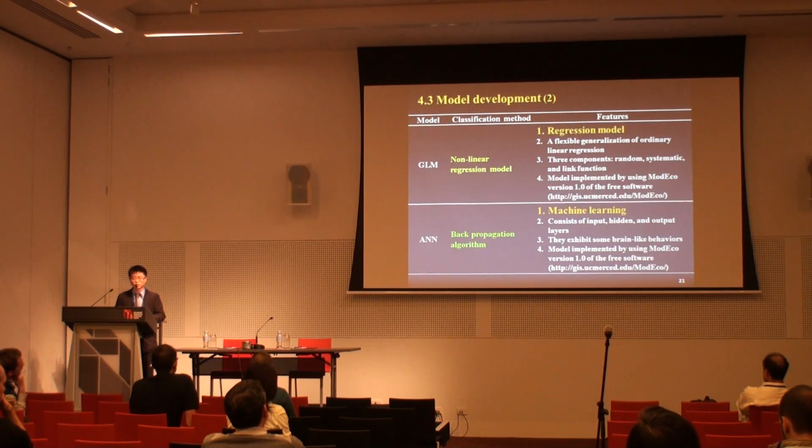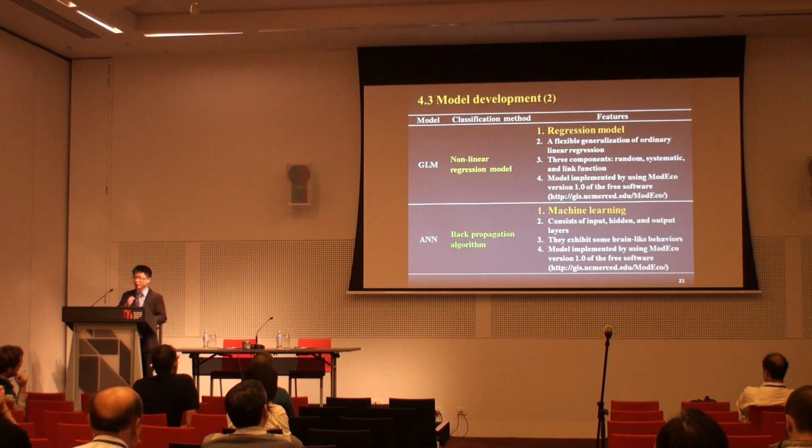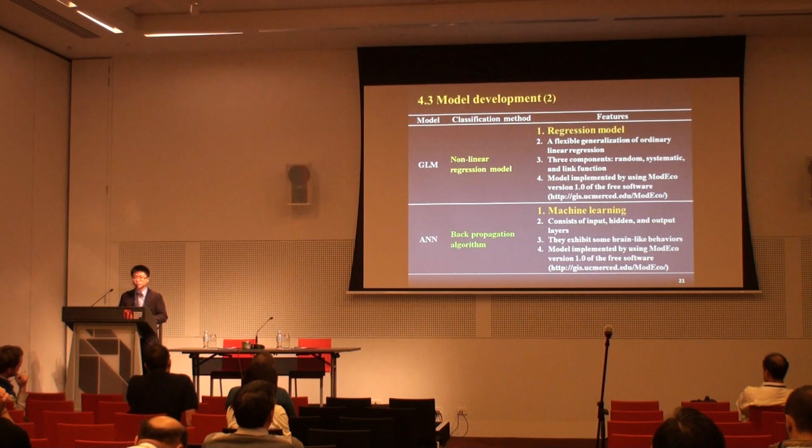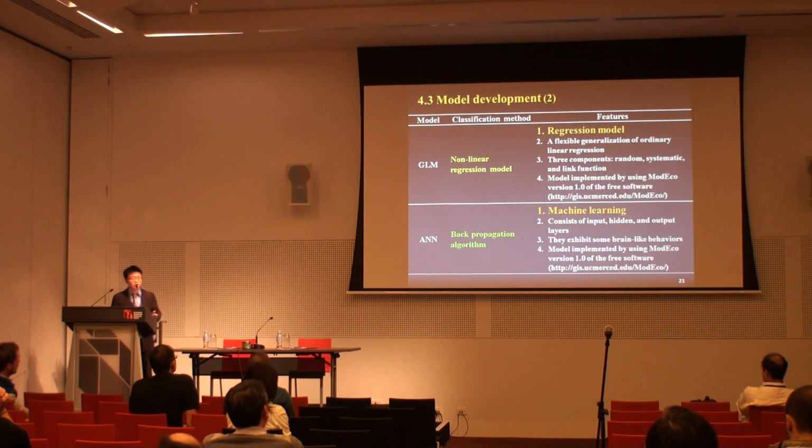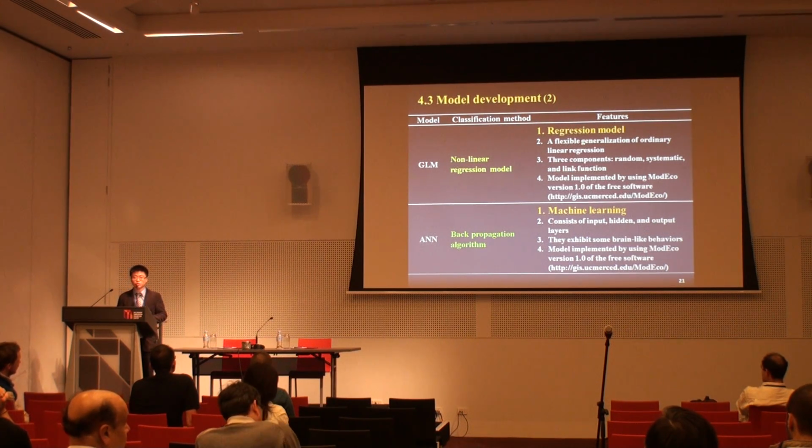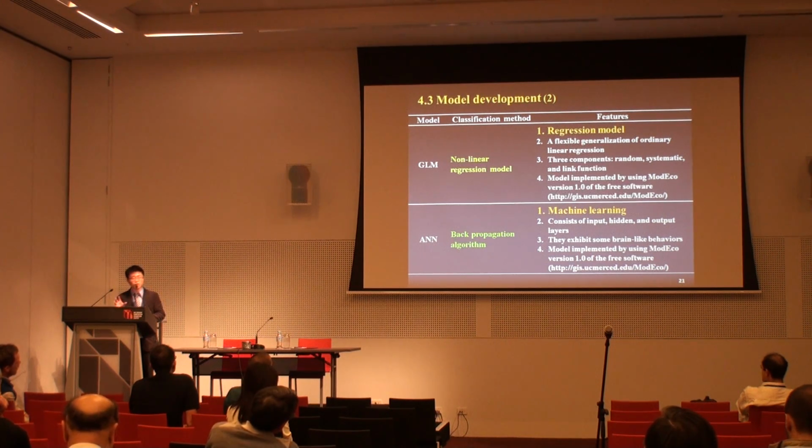The third one, GLM, is a regression model, a flexible generalization of ordinary linear regression. It has 3 components: random, systematic, and a linking function. Especially for the linking function, we use logistic regression, which switches to binary to model a binary variable, that is, suitable and non-suitable habitat.